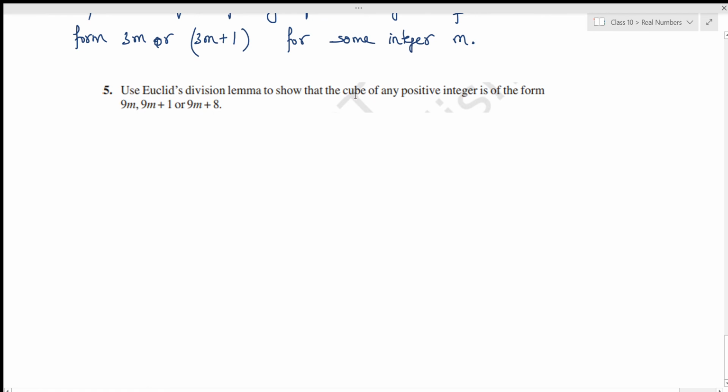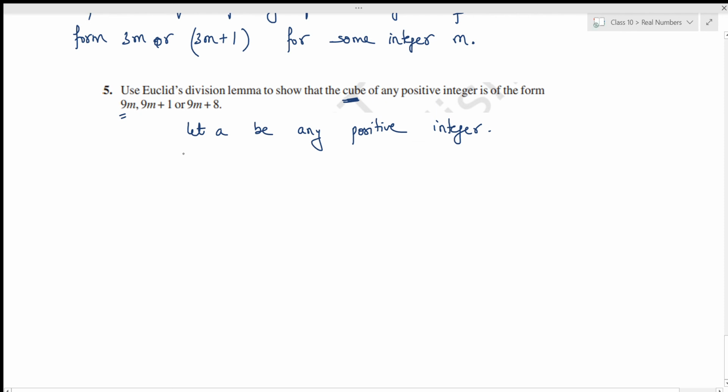This is also similar to that, but here you have to do the cube. Now here you see, it is: use Euclid's division lemma to show that the cube of any positive integer is of the form 9m, 9m plus 1 or 9m plus 8. Now again let's take, let a be any positive integer. So here they are asking about the cube. So what we can do here is, instead of taking 9, if I take 9 cube, it will be a very big number. If I take 3 cube also, I'll get the same thing. If I divide the number by 3 also, because a number which is divisible by 9 is divisible by 3 also, we can take it as 3.